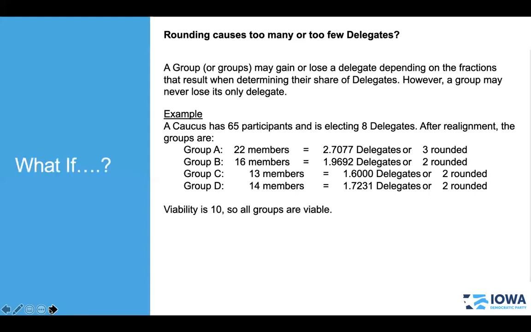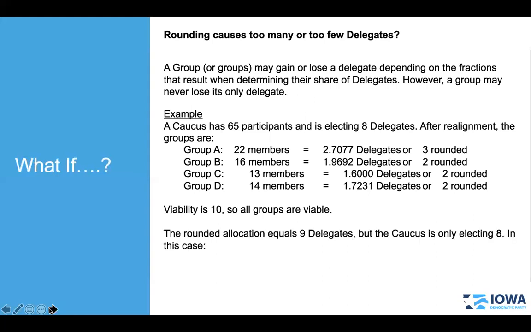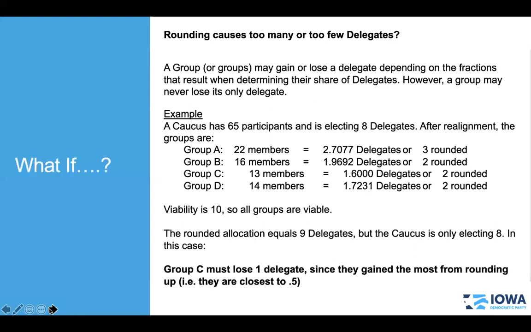This means that there are 9 delegates being awarded here, so someone must lose a delegate. Viability is 10, so all groups are viable. I'll let you take a second to decide which group should have to lose a delegate. If you guessed Group C, you would be correct. The reason they lose their delegate here is because they benefited the most from rounding, being at 1.6000. They were the furthest away from their rounded two delegates, and would need to lose their delegate, getting only one delegate out of this caucus.